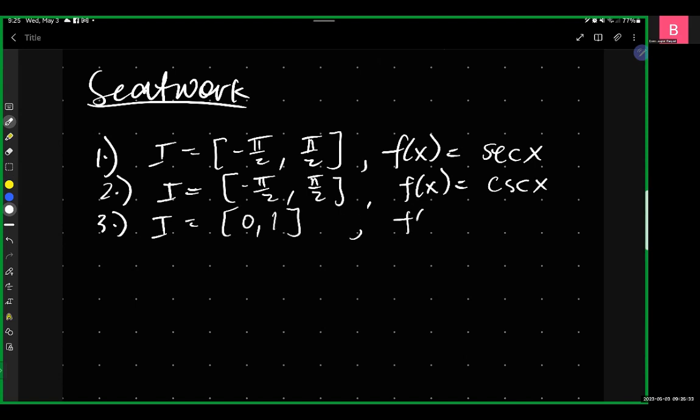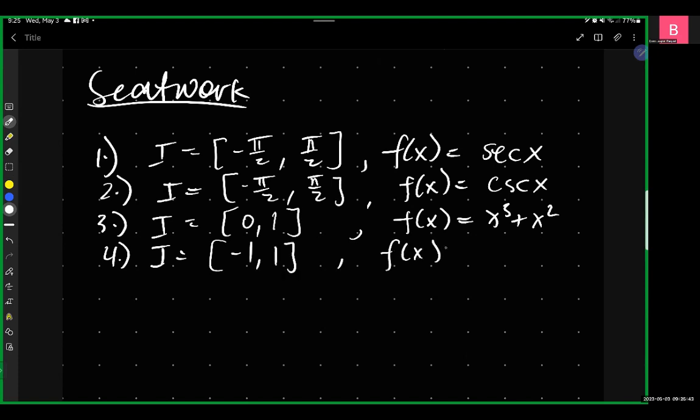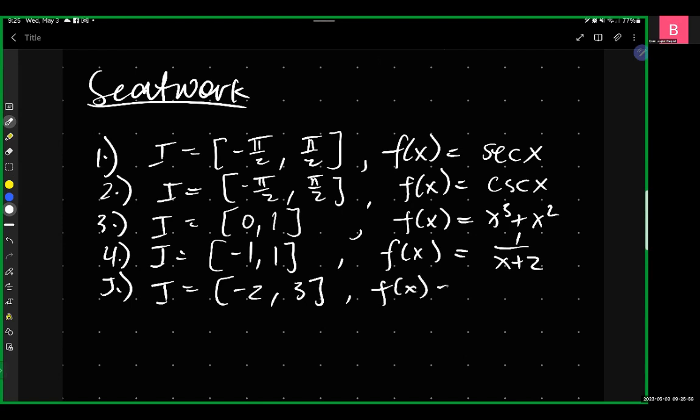This is just f of x is equal to x cubed plus x squared. And then number 4, the interval must be -1 to 1, where f of x is equal to 1 over x plus 2. Okay. So number 5, the interval is -2 to 3, where the function is e to the x plus 1.